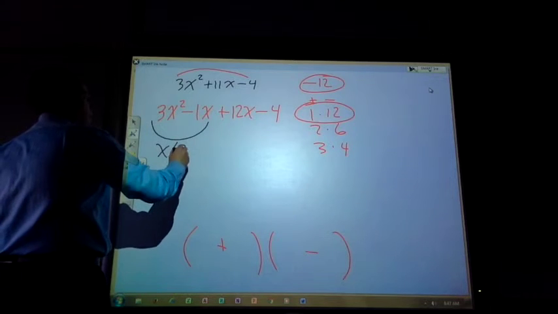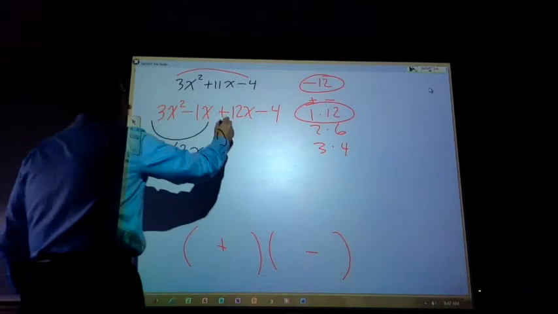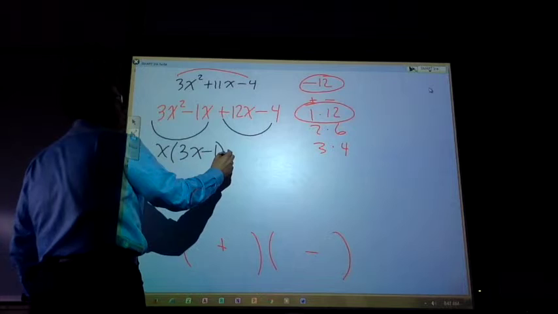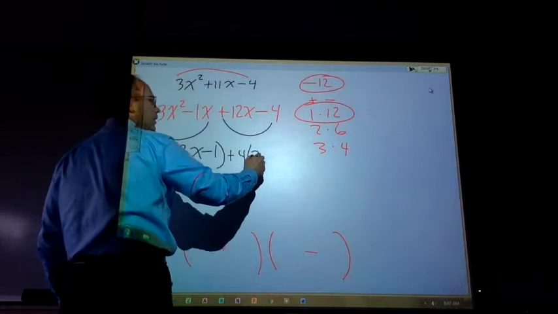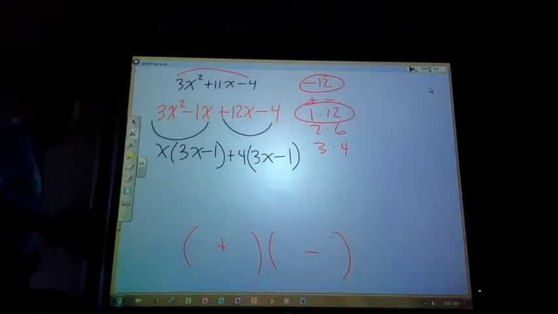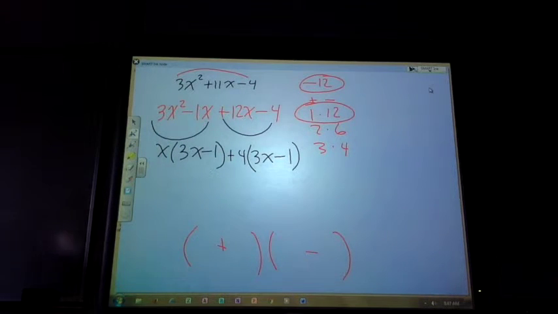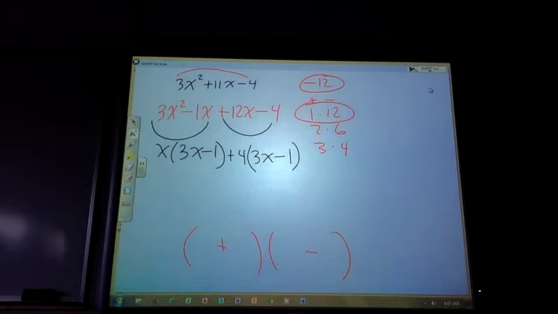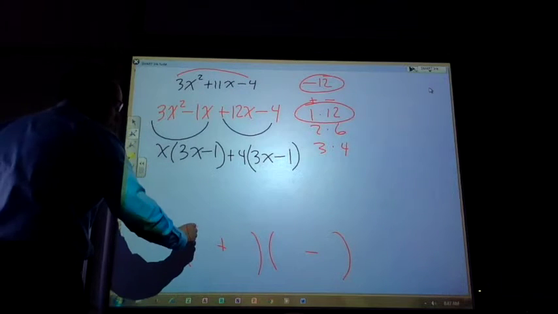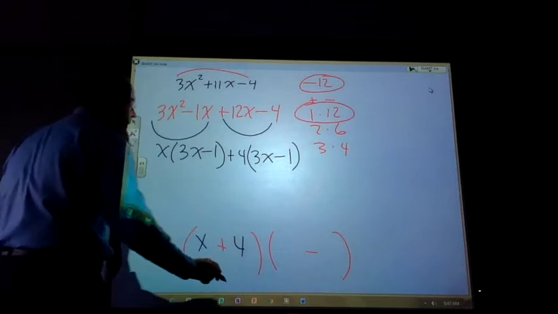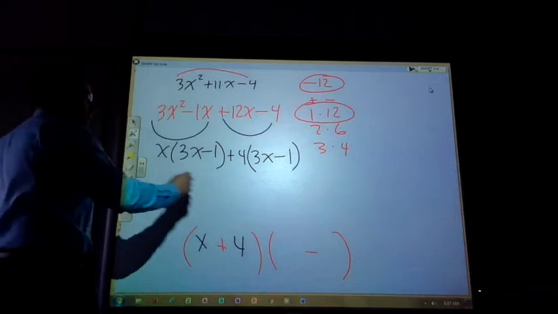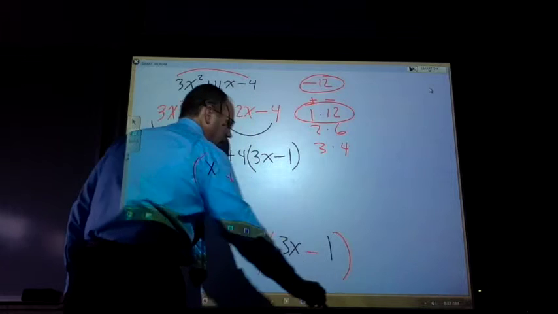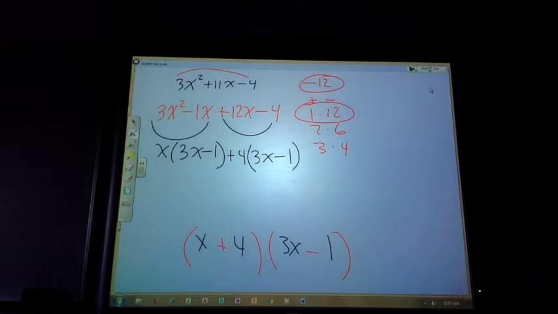If I multiply those, or what's common there, anybody? X. Now it leaves me 3x minus 1. What do I have in common here? 4. It's positive, right? So that gives me 3x minus 1. Angela, what's my answer? X plus what? 4, yeah, and what's the other part of it? 3x minus, yeah, 3x minus 1. Good. Done.